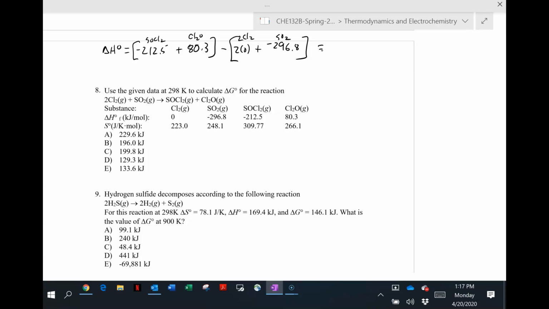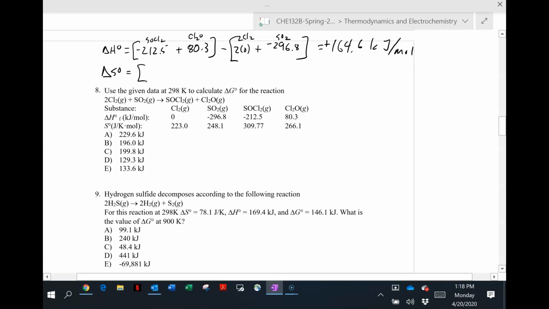Negative 212.5 plus 80.3. And then I'm adding 296.8 negative, and negative adds that. So 164.6, and that's kilojoules per mole. And again, that is a positive. That's endothermic. Our delta S value, we're going to take our standard molar entropy.